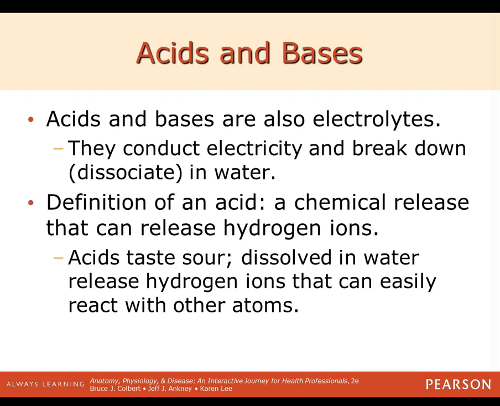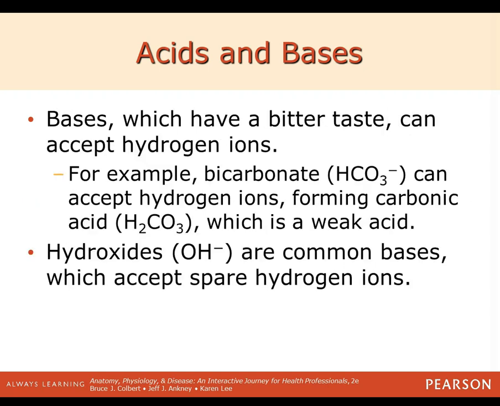The definition of an acid is a chemical compound that can release hydrogen ions. Generally, acids will taste sour. Think of lemons, lemon juice, that's citric acid. They dissolve in water and release hydrogen ions that can easily react with other atoms.